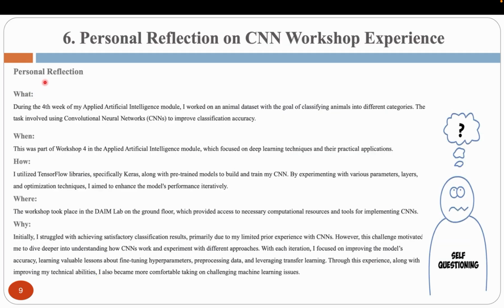Here I will be talking about the reflection. We worked on animal classification when we worked in our deep learning workshop. What was the main topic? We used TensorFlow, Keras, and pre-trained models, and it was conducted in the lab on the ground floor. Initially I struggled, but learned fine tuning and hyperparameter processing of data.